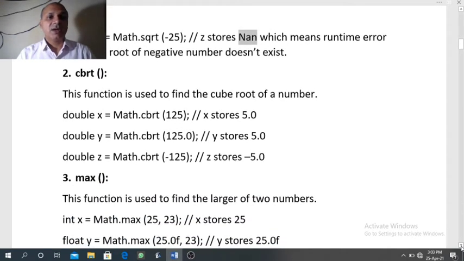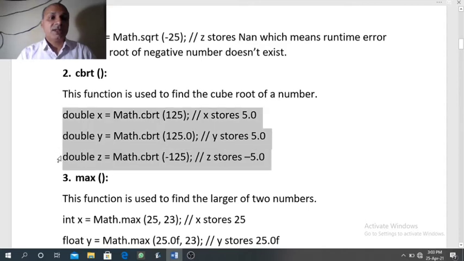The second function is cbrt. It is the short form of cube root. So it returns the cube root of a number. Again, double x, y, z, three variables of double type since the function returns a double value. The Math system class is common in all the functions, and the name of the function, .cbrt, is the same in all three examples. The argument is changed to verify the result.